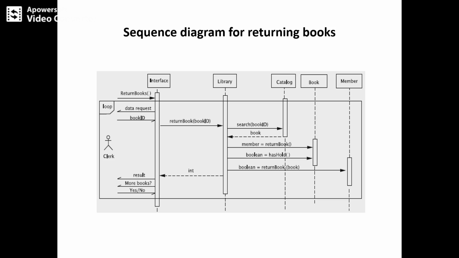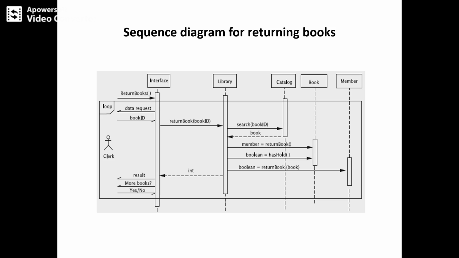So the loop will be there, in a rectangular shape. Why have we taken a loop? Because a customer, user or any student can return more than one book, and they may have to return another book. So accept the process of holding the books. The return book request is the data request from the user interface. The book ID will be given by the staff here, the clerk or the library staff.